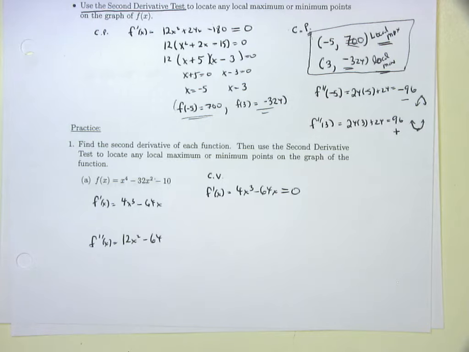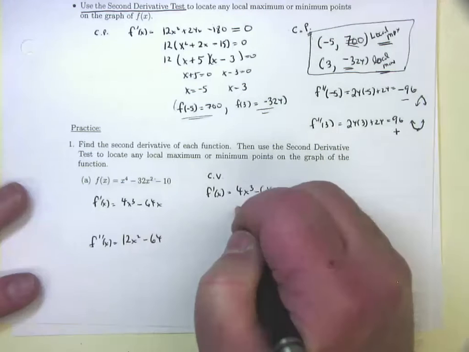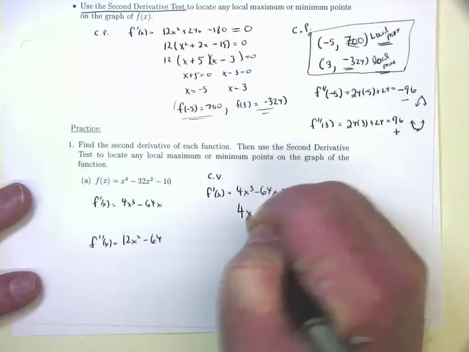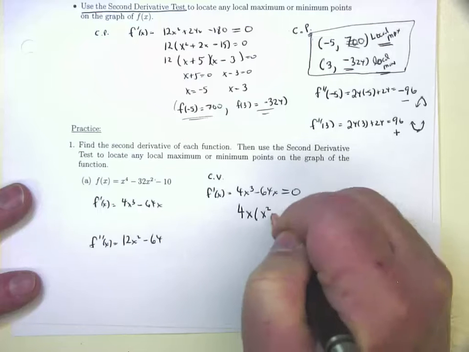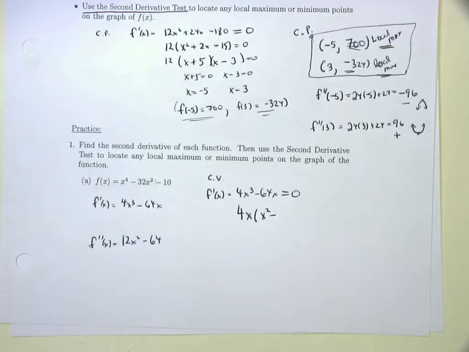Now on this one, I can factor something out. 4x cubed minus 64x. What can you pull out of this? I can pull out an x, and I can also pull out a 4. Makes it a little bit smaller. That's going to give me x squared minus, I'm pulling a 4 out of 64. 64 divided by 4 is 16.